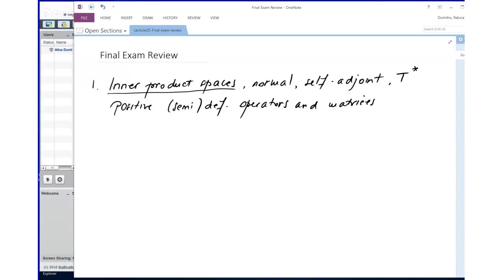So that, I think, is part of chapter 6 entirely. Well, in fact, the exam will cover chapters 6 and 7. The second topic is the singular value decomposition for linear operators and for matrices.